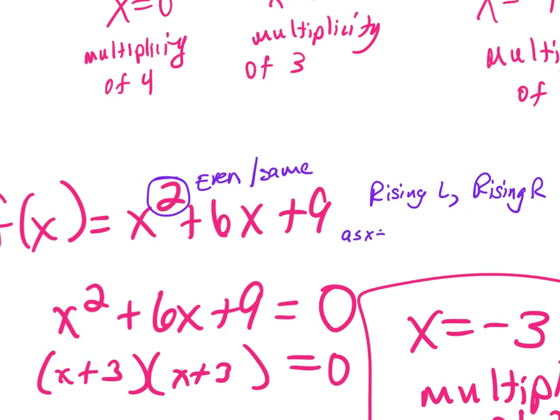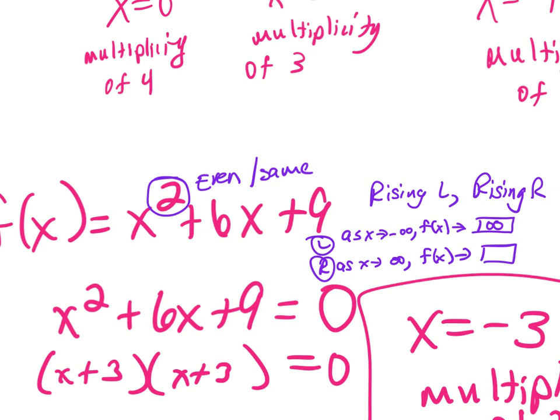As x approaches negative infinity, that's the left-hand side of the graph, f of x approaches what? What is y doing? If it's rising, which way is it going? To which infinity? Positive. Good, Nico. So then on the right-hand side, as x approaches positive infinity, f of x is going, if it's rising, to which infinity?